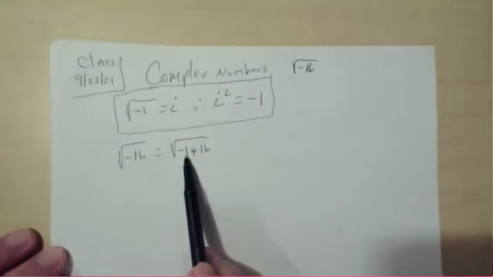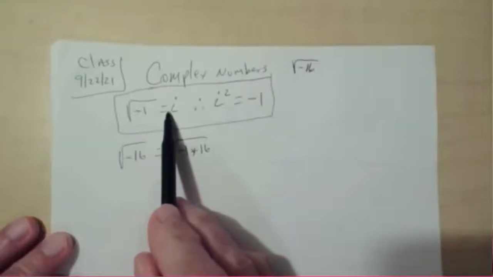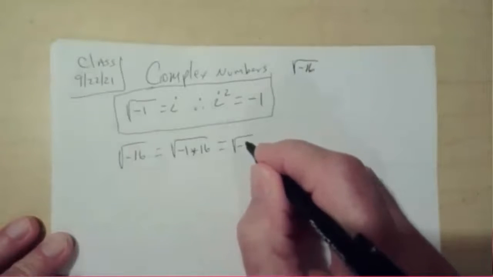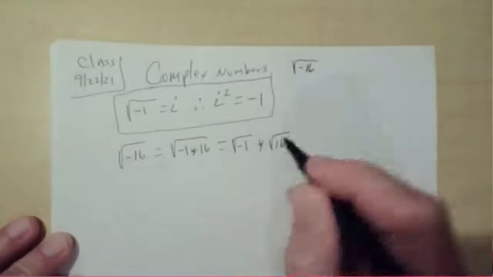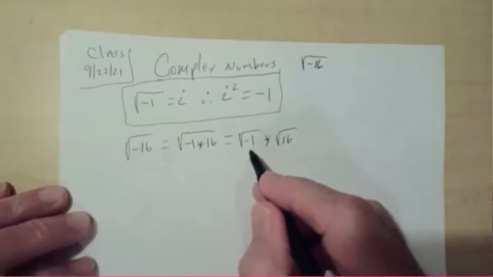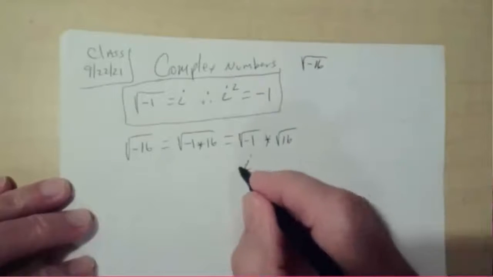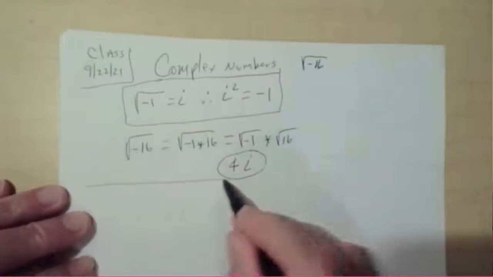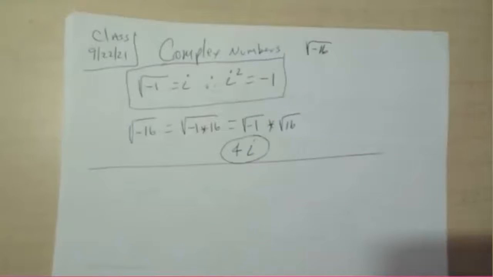Now we know what the value of the square root of negative 1 is. The square root of negative 1 is i. And we can also rewrite this, remember, as negative 1 times the square root of 16. We can write it either way. It doesn't make any difference. Now, the square root of negative 1 is i, and the square root of 16 is 4. We typically put the 4 in front of the i, but it really doesn't make any difference.